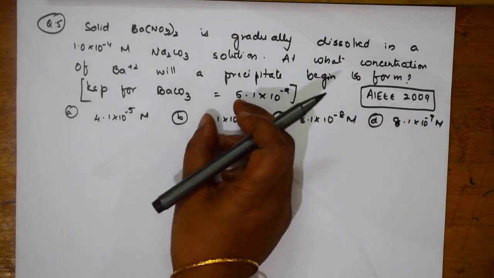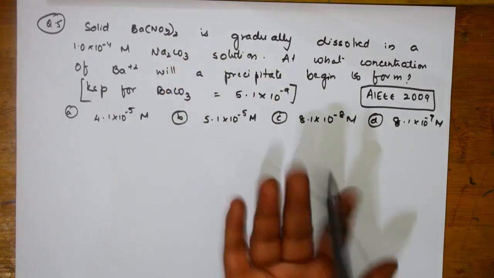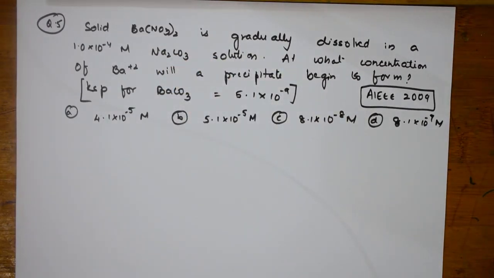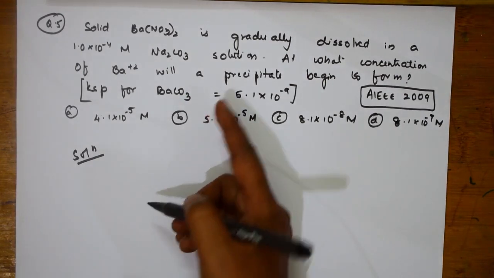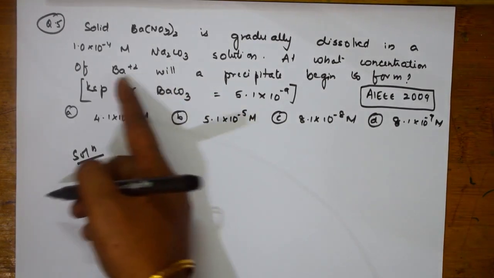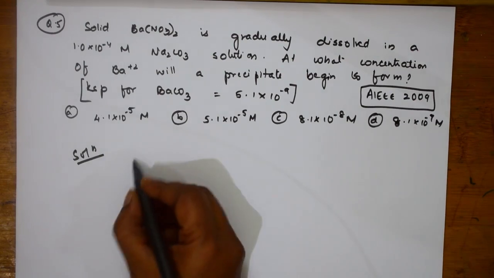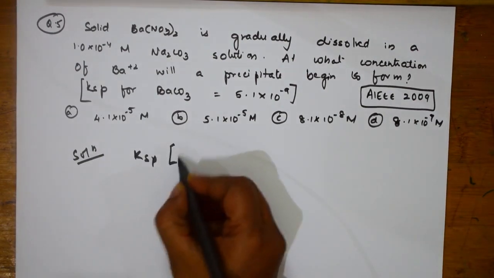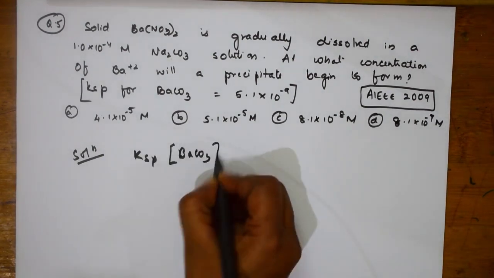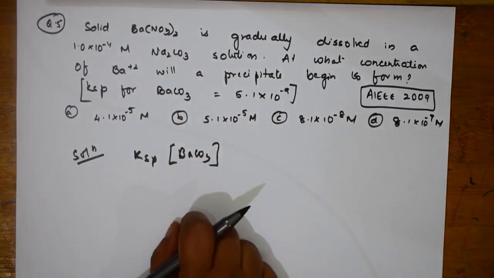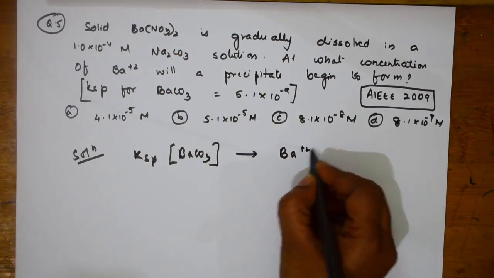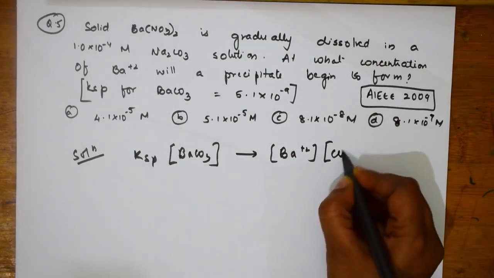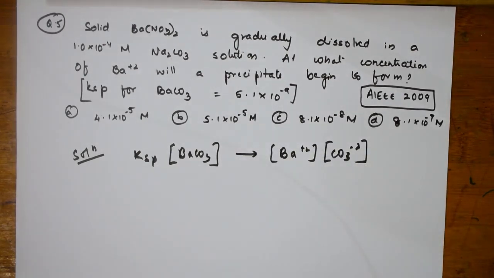Right, so barium nitrate mixed with sodium carbonate has formed barium carbonate. Now what should I find out? I need to find the Ba2+ ion concentration. At what concentration will it precipitate out? So when I take the Ksp of barium carbonate, why am I taking it? Because these two have combined and formed this product. It will dissociate into a barium Ba2+ cation and a carbonate CO3 2- anion.